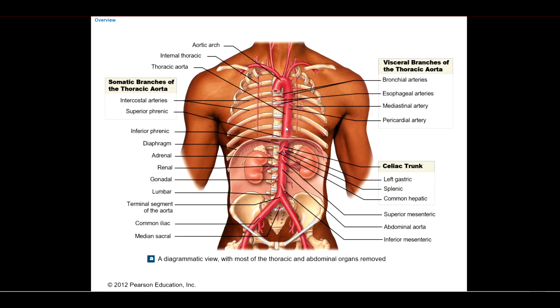Now, we know from a previous lesson that the descending aorta is broken up into two parts. Above the diaphragm, this muscle here, is known as the thoracic aorta. And then below the diaphragm, this is going to be called the abdominal aorta. So the abdominal aorta basically extends from the diaphragm roughly to about L4, L5. That's about where it ends. So this is going to be the focus of our lesson today.